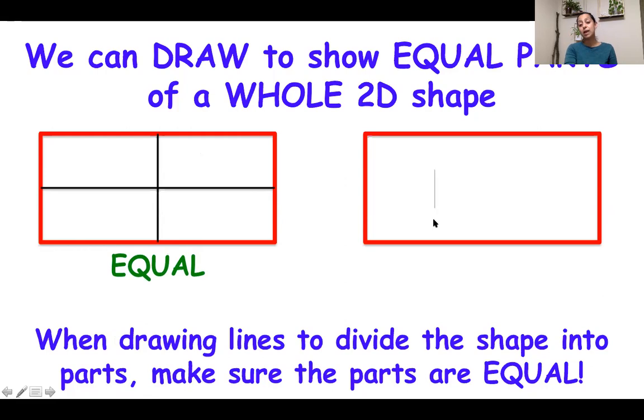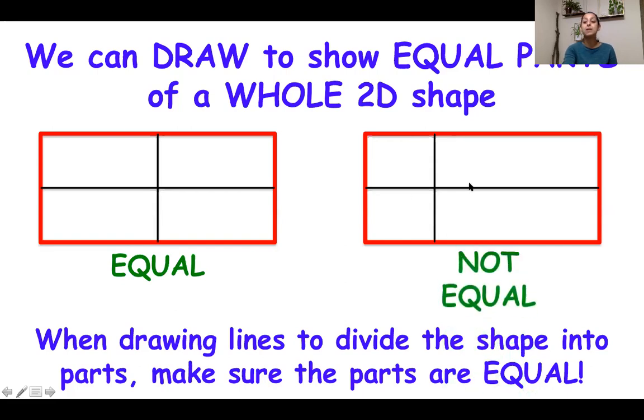Now in this rectangle, if I make an up and down line and then I make a side to side line like that, I made 4 parts, but they are not equal. This part and this part is not the same shape or the same size. Even though this and this is the same, and this is the same, all the parts have to be equal, not just 2 of them. All of them have to be equal. So this does not show fourths. This can't be fourths because the parts are not equal. So when we're drawing lines inside of the whole 2D shape to make parts, the parts have to be equal. Let's explore some more.